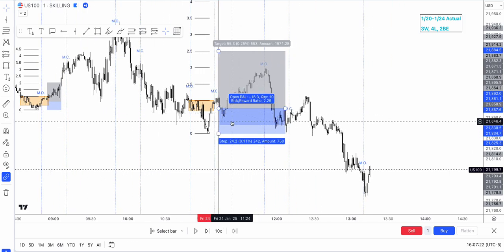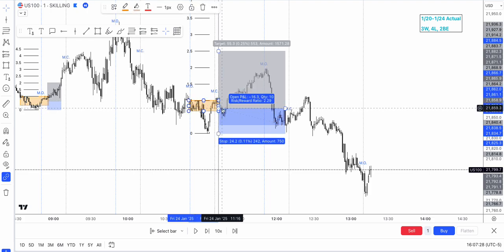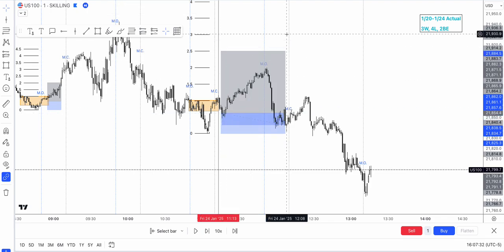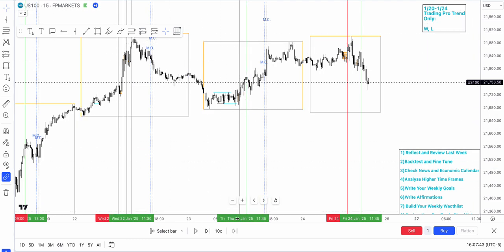And then this one here, I did take it, but I entered in at this imbalance here, which I shouldn't have because it was mitigated before it broke this accumulation. So the valid one was to do this imbalance here, and it would have been a win. So all in all, just one loss on Friday. And if I had refined to the way I trade now, it would have been one loss, one win. So yeah, that's that. It looks like I had more trades than I thought I would, trading pro trend only.